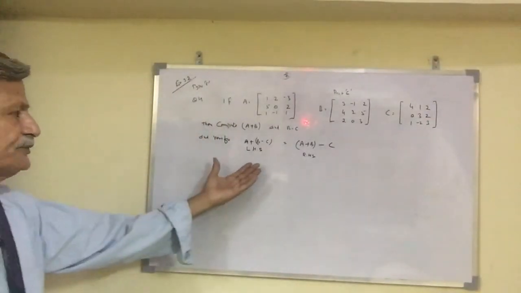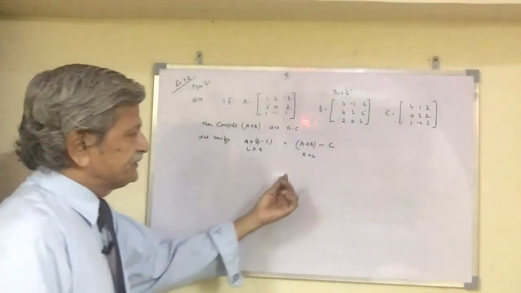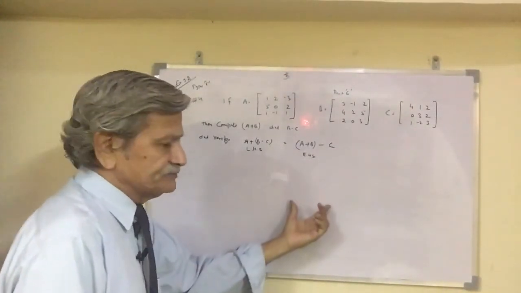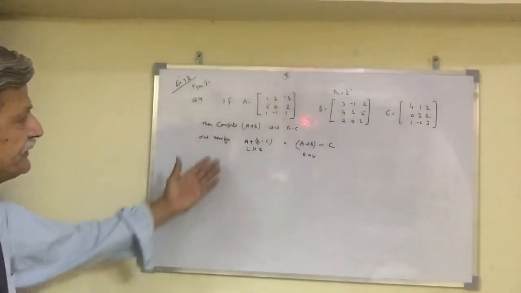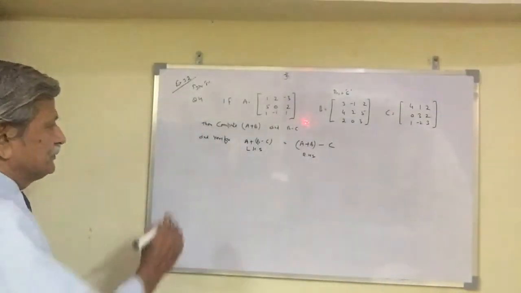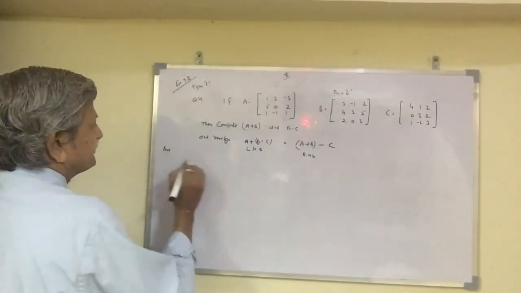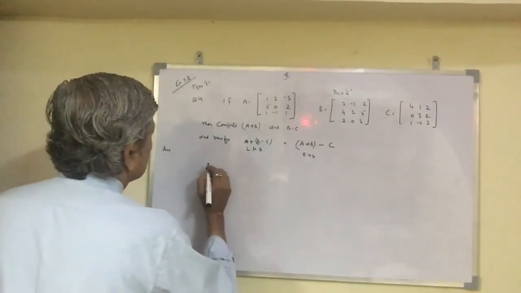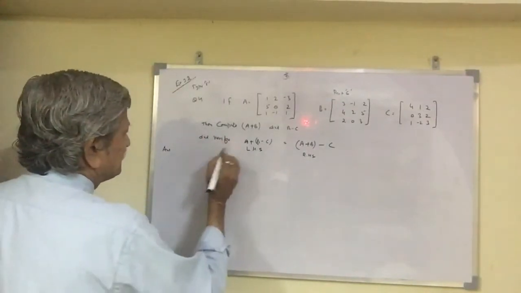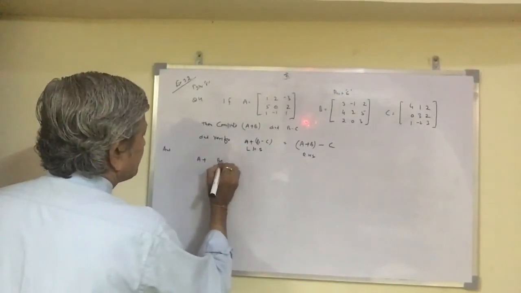Before solving our questions, I will first calculate this side, find the answers, then calculate the other side and find the answers. And if both are equal, then definitely it verifies. So first we calculate B minus C. Now I will write down A plus B minus C.